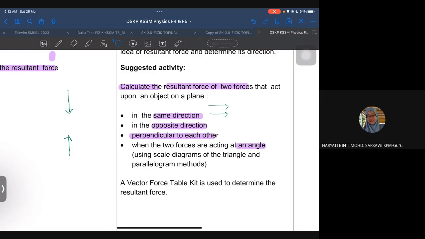Then perpendicular will be like this, 90 degrees to each other. And then the fourth one is at an angle, which means one force like this, the other one maybe like this, so there is an angle. This means the angle is not 90 degrees. It can be 120, it can be 40 degrees and so on. So there are four cases now.